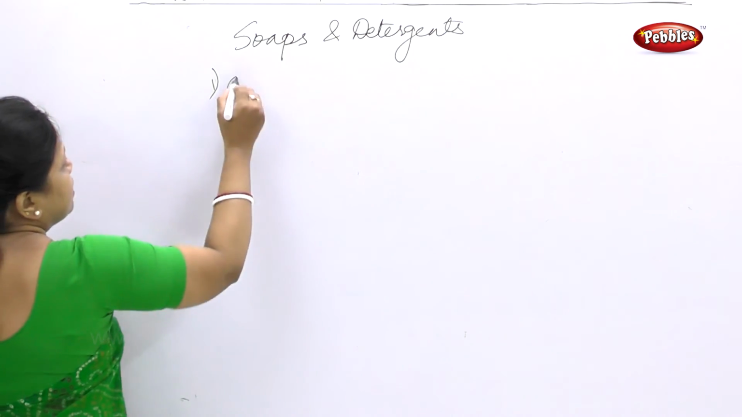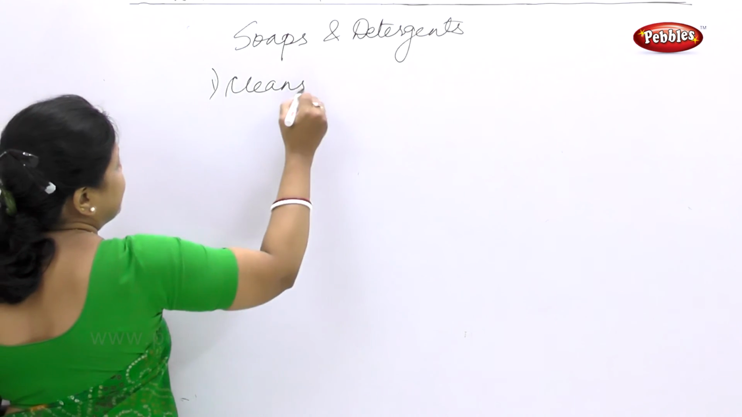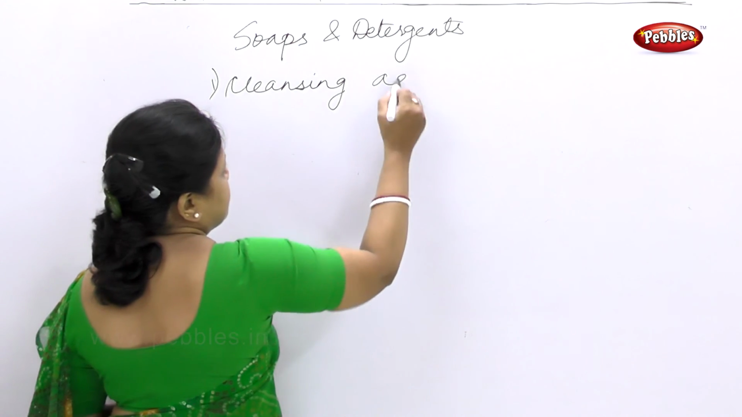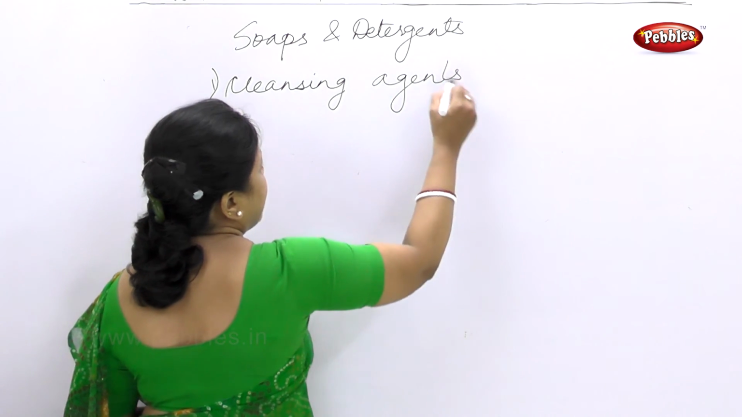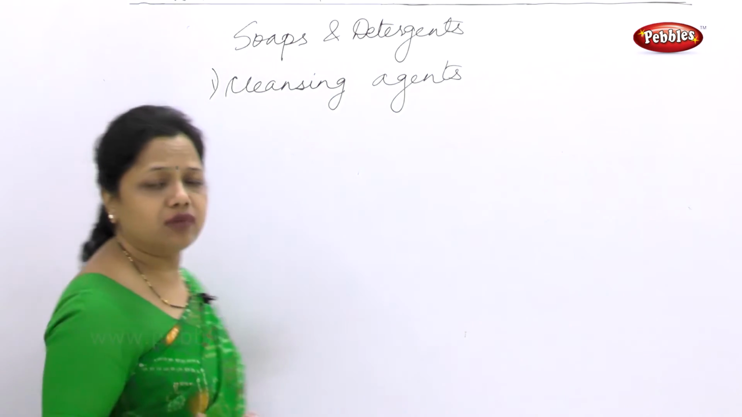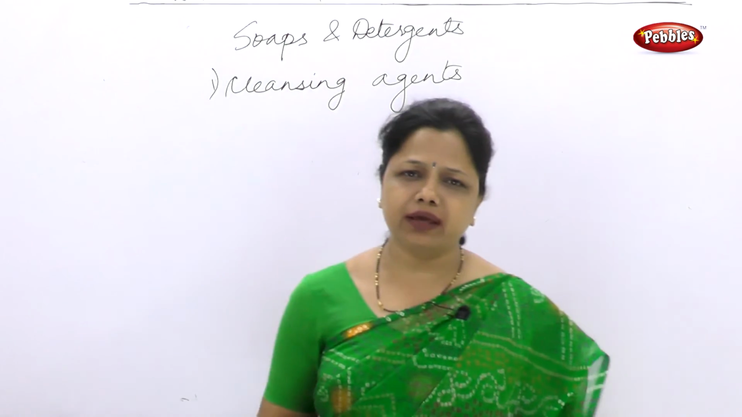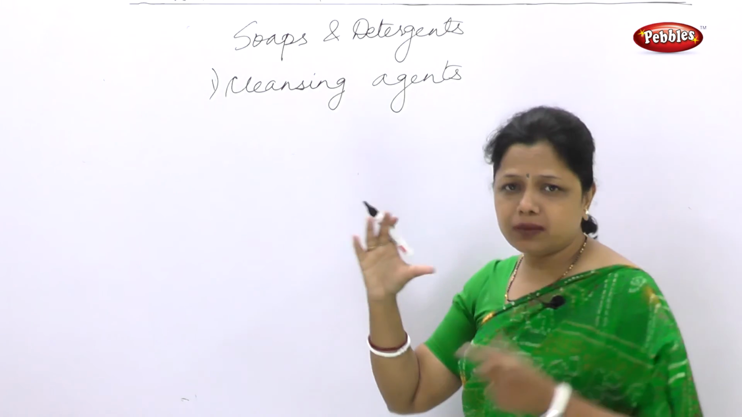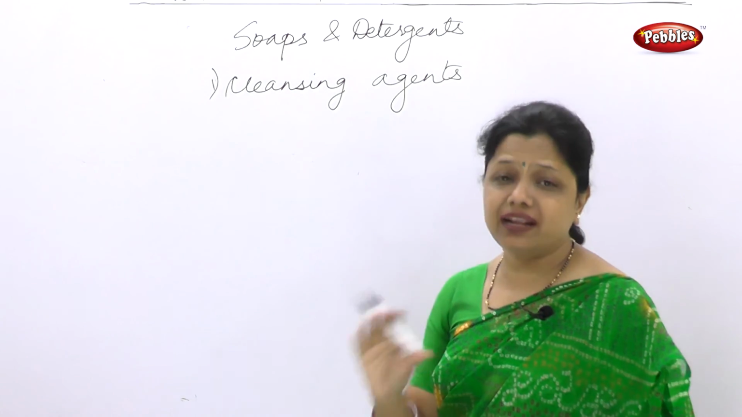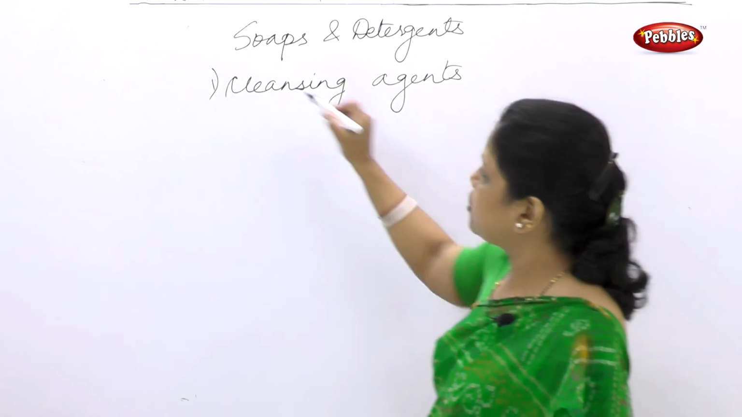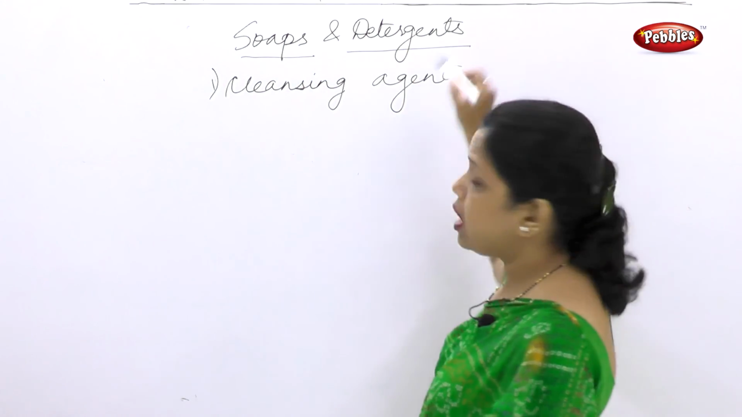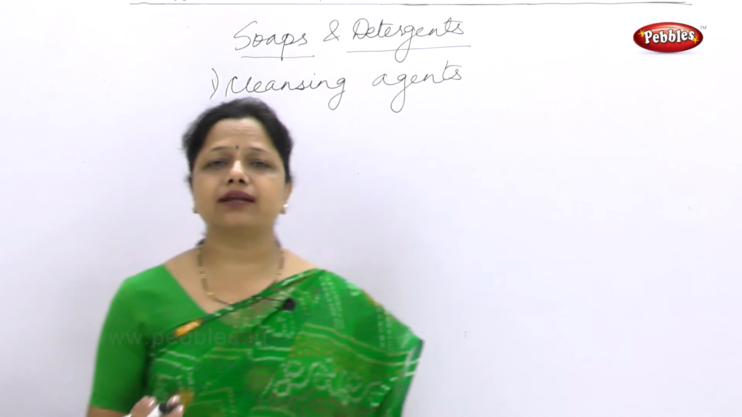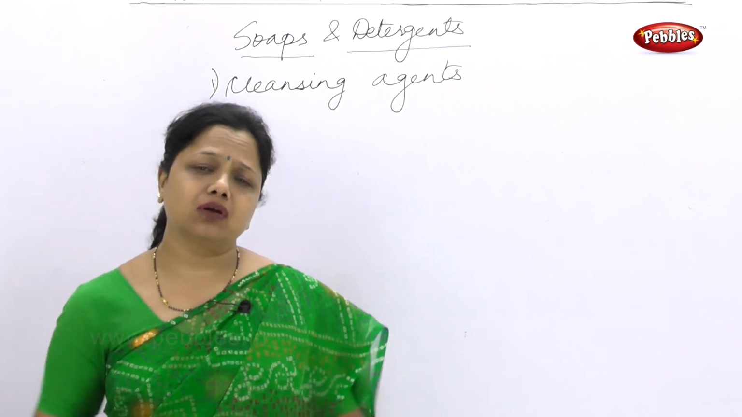What are they? They are cleansing agents. Now what is cleansing? Cleansing means cleaning, cleaning of anything. Now I can say the soap which we use for bathing is also cleaning our body. Here cleansing agents means the agents or the things which we use for cleaning purposes. Now here we are concentrating first on how they react with water and how they react with the dirt in our clothes.